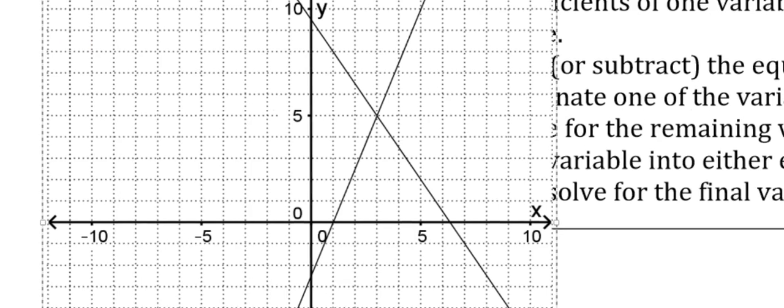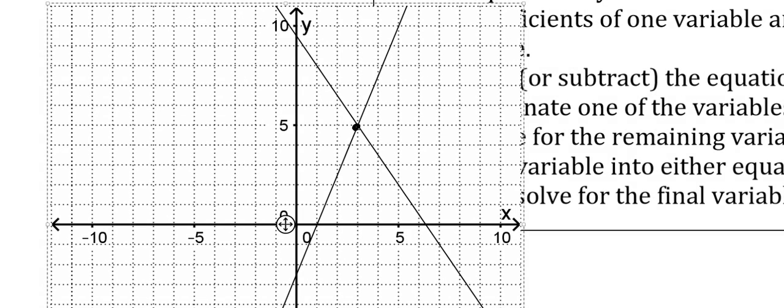So if I take a look at this, this is where these two lines cross. That's what I'm trying to find. And hey, look, the x value is 3. That's what I found. Now I need to find what the y value is.